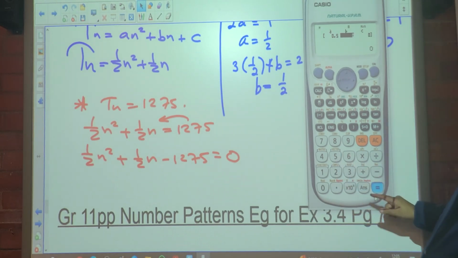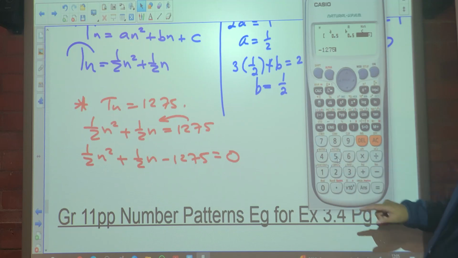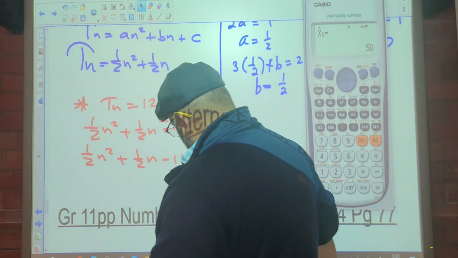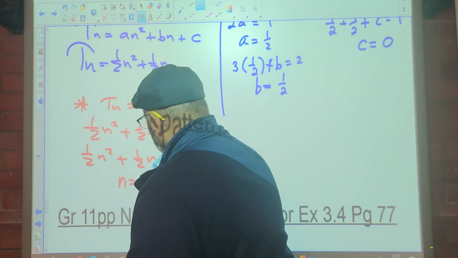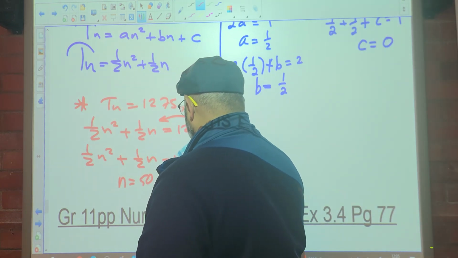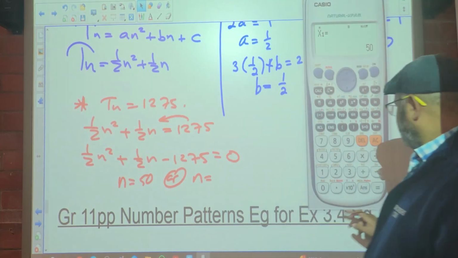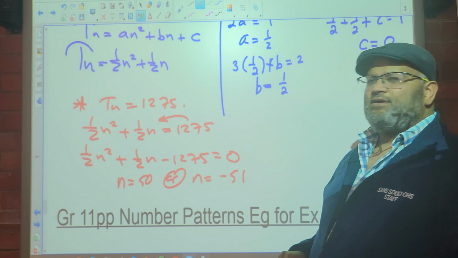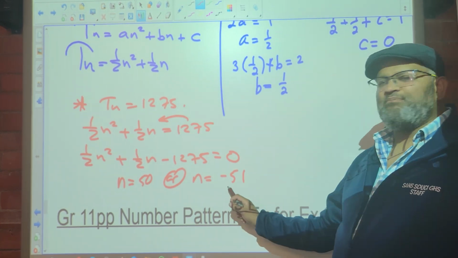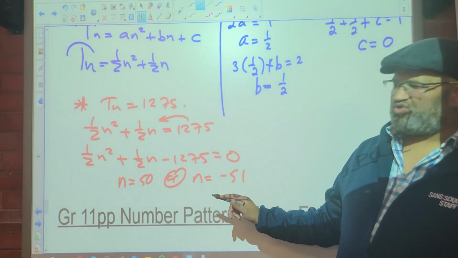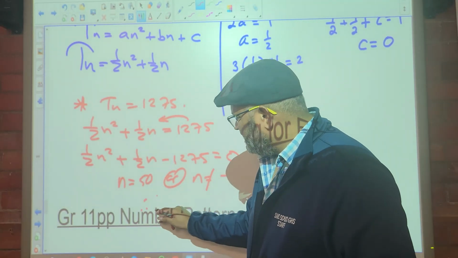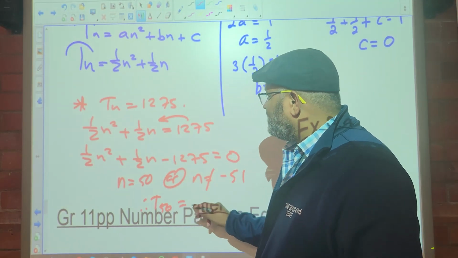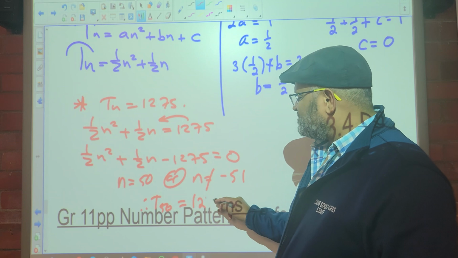So I go half, and negative 1275. Give me an answer. 50. So n is equal to 50, or n is equal to negative 51. People, can we have a position number or stage number at negative 51? Of course not. So you say, therefore, stage 50, or the 50th term, is equal to 1260.